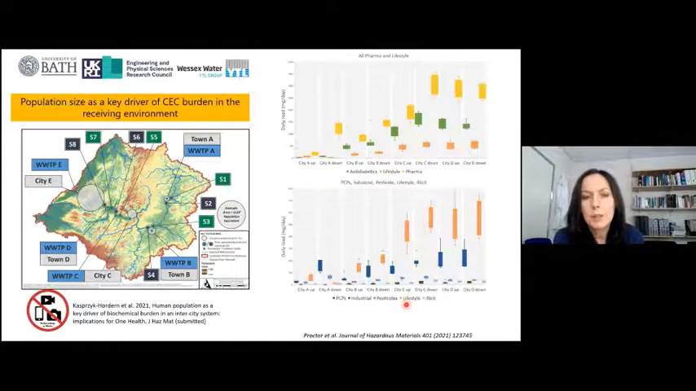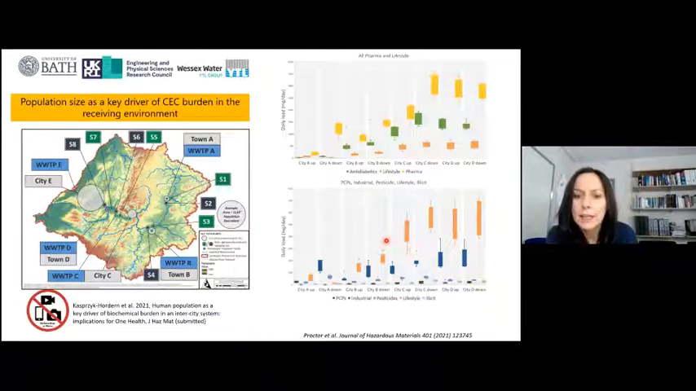So we looked at the same data set, and I want to emphasize how much we can get out from one data set. We tried to understand how we as a community contribute to the treatment, to the catchment. And here we have population size, a key driver of CECs burden in the receiving environment.